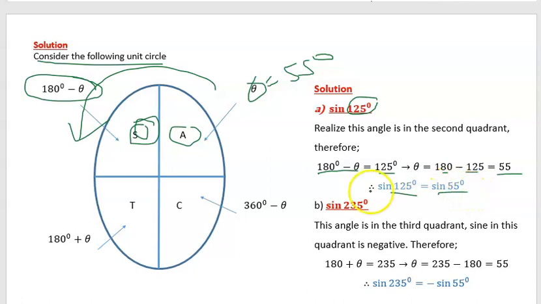So if you go to a mathematical table and you need to find the sine of 125, you don't need to look for the sine of 125. Rather, you look for sine 55, because the sine of 55 is the same as the sine of 125 degrees. Similarly, for the second question, this angle 235 is found in the third quadrant.